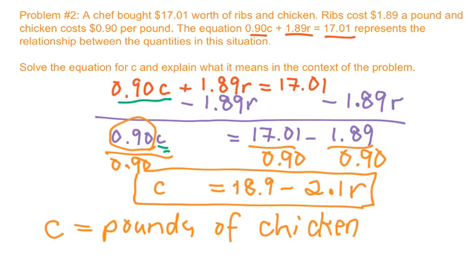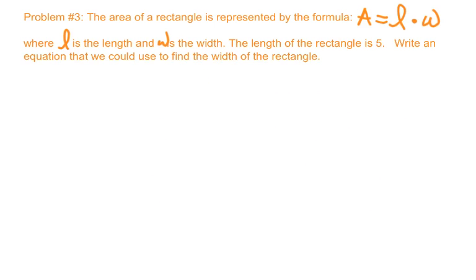So moving on and looking at problem number 3. Go ahead and pause this video. Make sure you get everything down on this slide so you can then move on to problem number 3. So you can see here in problem number 3, we're talking about the area of a rectangle. And if you can remember, the area of the rectangle is represented by the formula A is equal to L times W, where L is the length and W is the width.